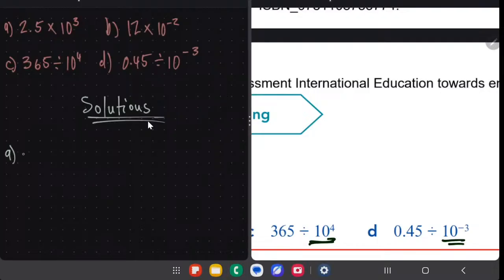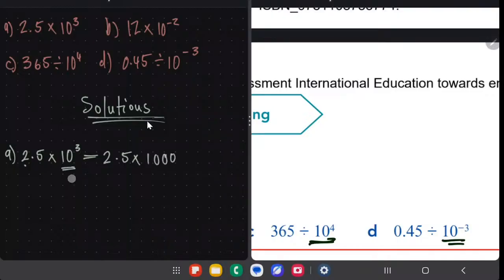2.5 times 10 to the power 3. What do we get here? When we do 2.5 times 10 to the power 3, what are we getting? Well, it means you are moving the comma. Let me change it. We know what 10 to the power 3 means. It means 1 with 3 zeros. That means 1,000. So it's like 2.5 times 1,000, okay?